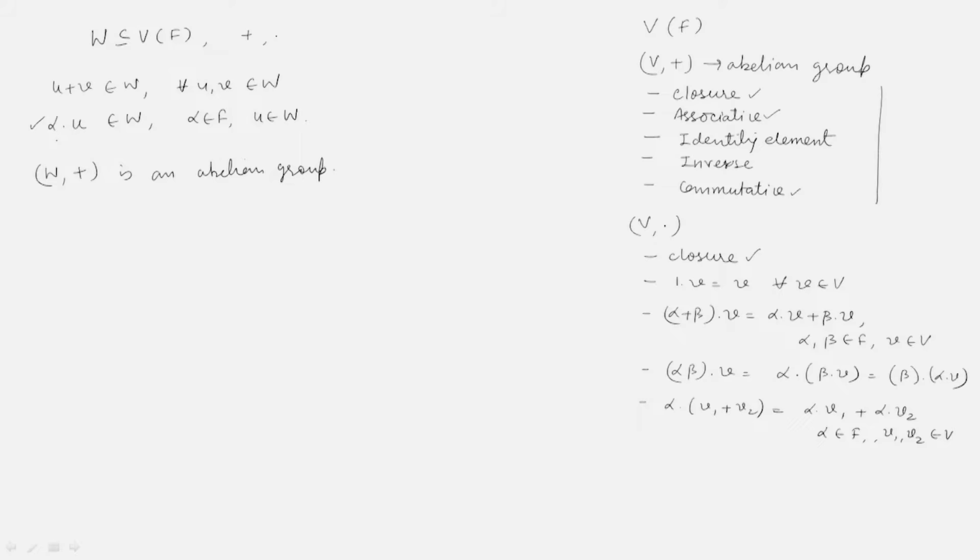So, hence we can say that if we show these 2 properties, then W is a subspace of V, or we can club these 2 properties as one property: alpha dot u plus V should belong to W for all u, V in W and alpha in F. So, we have 2 ways to show that W is a subspace of vector space V. Either we show these 2 properties separately, or we show the single property, and then we can say that W is a subspace of a vector space V.